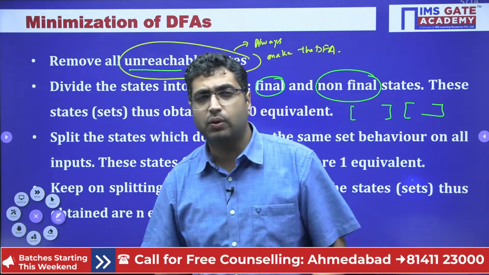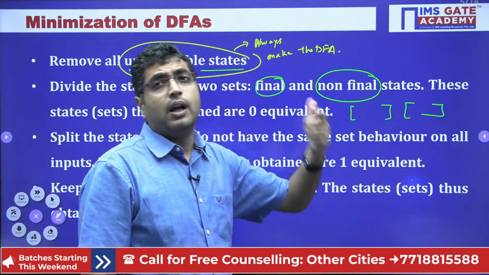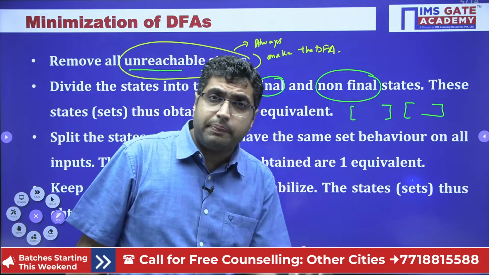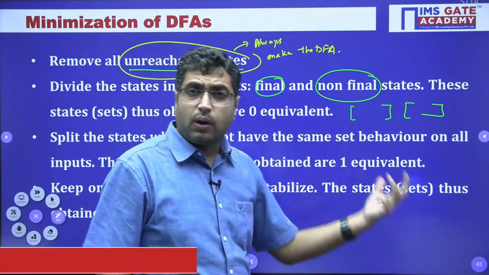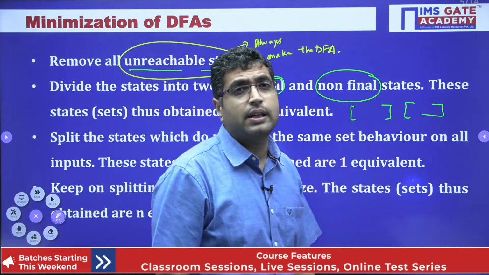So what do we mean by zero equivalent? Without accepting any input, they have similar behavior. Those which are final, they are accepting. Those which are not final, they are not accepting. So without accepting any input, that is their behavior. This is known as zero equivalent.